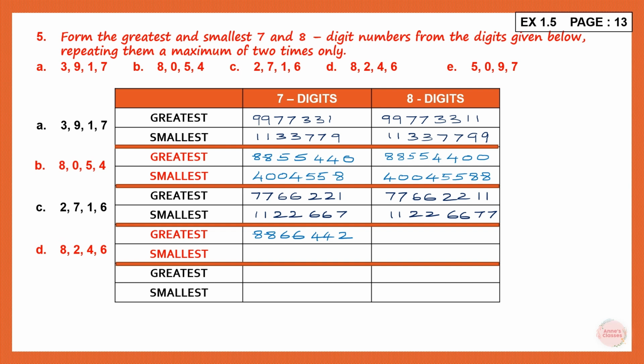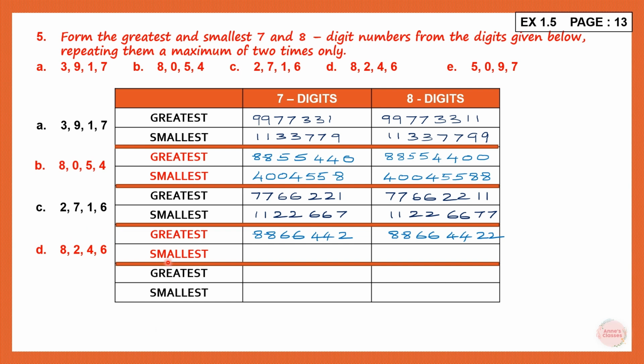Now let's form the greatest 8-digit number starting with 8. So 8 twice, then we write 6 also 2 times, then we write 4 also 2 times, and we write 2 also 2 times because we had only 4 digits. To make it 8 digit, every digit has to be repeated. So we form the greatest 7-digit and 8-digit numbers.